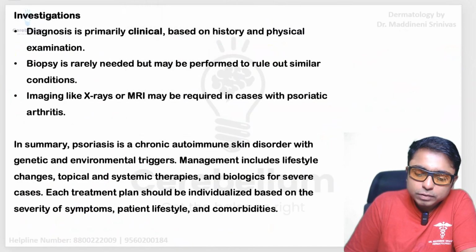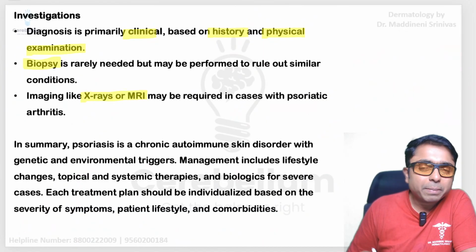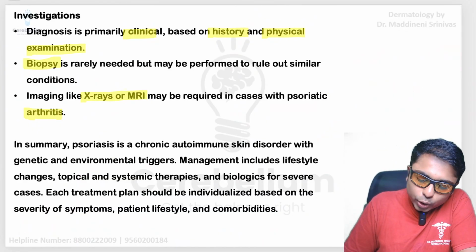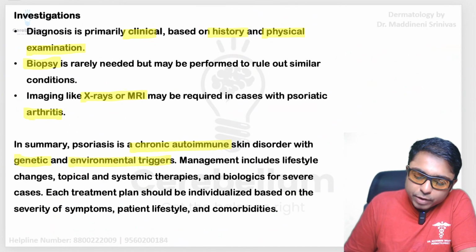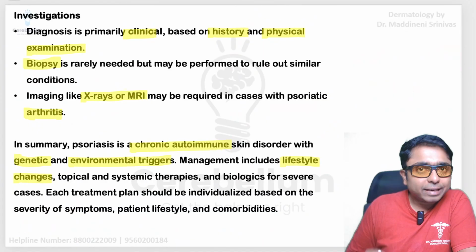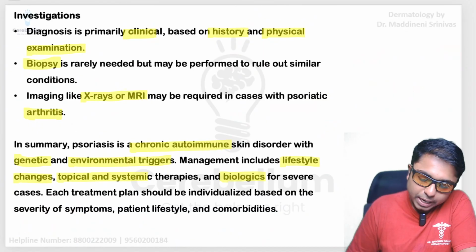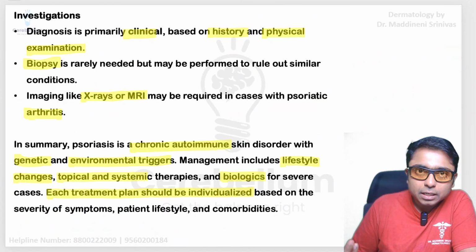The diagnosis of psoriasis is primarily clinical, but if you have any doubt, history and physical examination will help, and a biopsy can be done to confirm the diagnosis. X-rays and MRI may be required if the patient has arthritis. To summarize, psoriasis is basically an autoimmune condition with various genetic and environmental triggers, where management mainly includes lifestyle changes. Topical and systemic therapies are available. Biologics, that is monoclonal antibodies, are also available. Each treatment plan should be individualized, and depending upon the patient's response, we have to tailor the treatment.